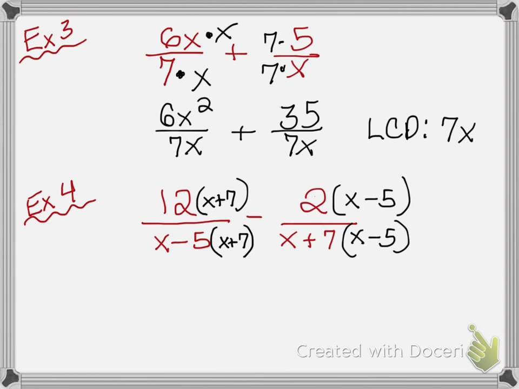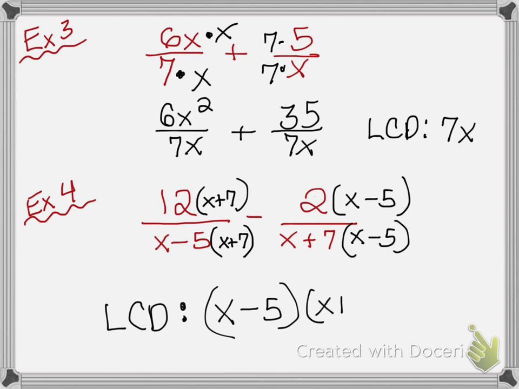So my LCD, and it doesn't matter which order you write it in, could be x minus 5 times x plus 7 or x plus 7 times x minus 5. Either way, it's the same. And of course, in your numerators, you know you're going to distribute, but the focus of this video is how to find the LCD, so I'm not going to go through that.